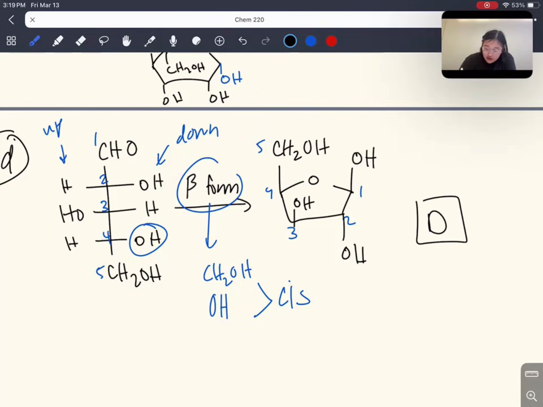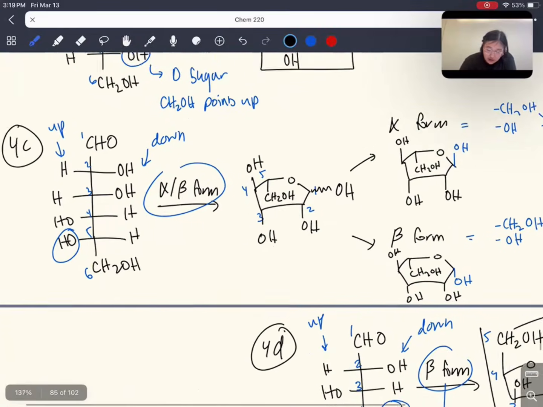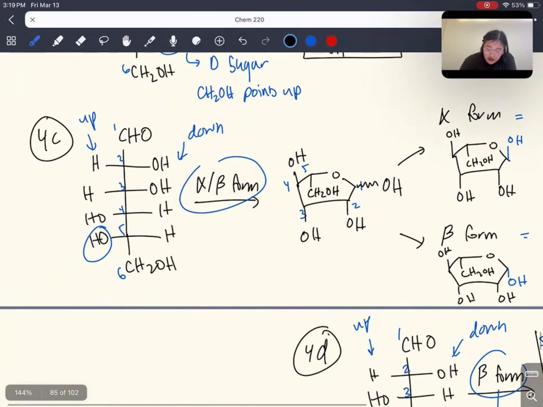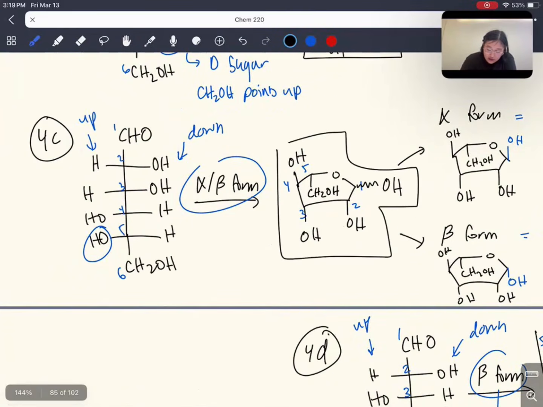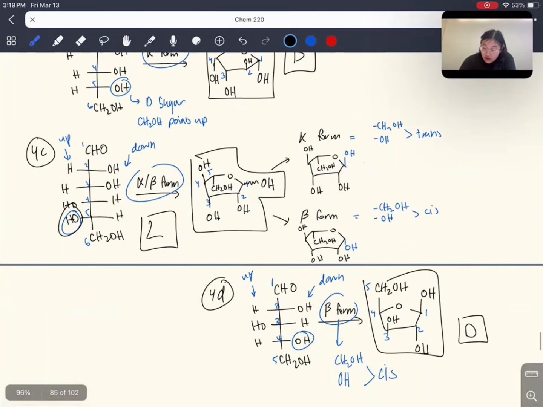And then for part C, I believe I forgot to include whether or not it was a D or L sugar, but since the OH group on our bottommost chiral carbon is located on the left, that means we have an L sugar. And that is how you convert the Fischer form to a cyclic form for carbohydrates.